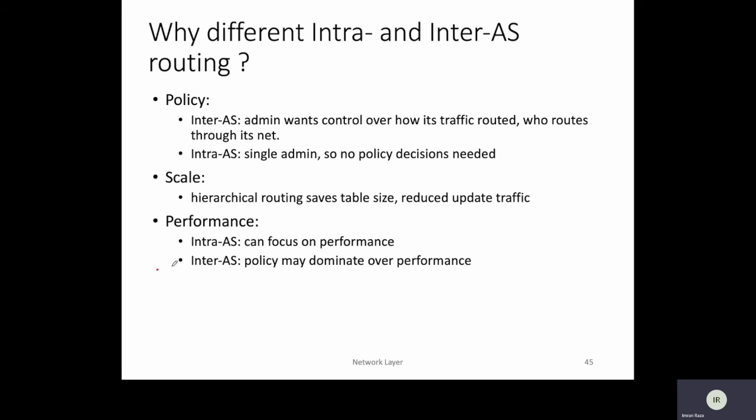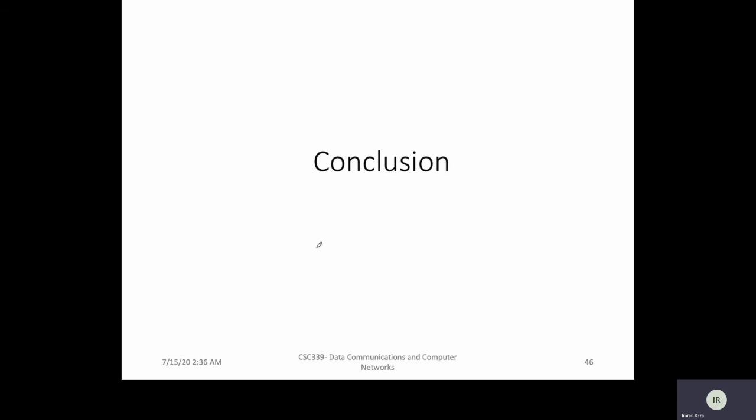Inter-autonomous system routing is not about the performance. Here, policy dominates the performance. I'm not concerned about the performance here. Maybe I'm more concerned about the policy, right? That is, who routes data through my network. Whereas the intra-autonomous systems, RIP or OSPF and other similar protocols, really focus on the performance rather than the policy, right?